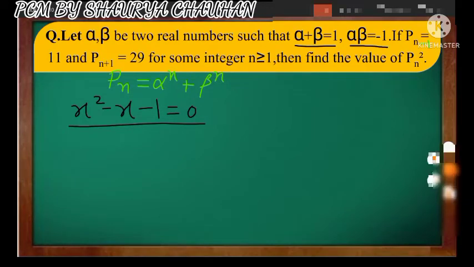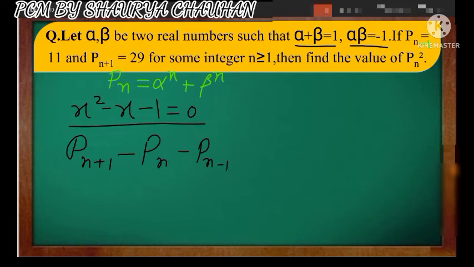By Newton's formula we can write Pn plus 1 minus Pn minus Pn minus 1 equals 0. Here we are given Pn plus 1 and Pn minus 1. We have to find Pn square. So firstly, to find Pn square, we have to find Pn. So Pn is Pn plus 1 minus Pn minus 1.